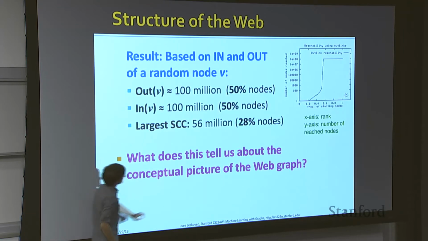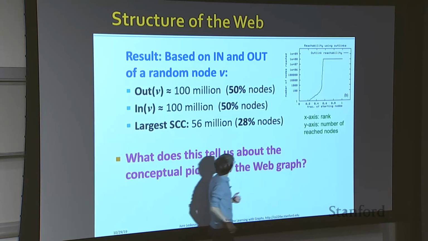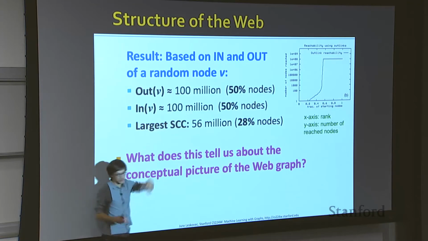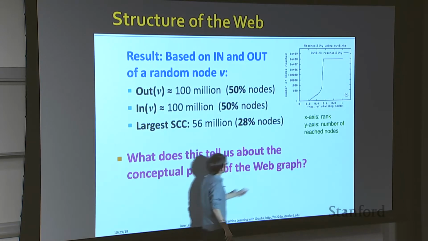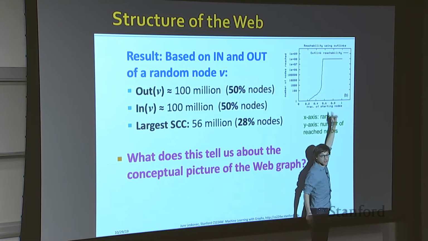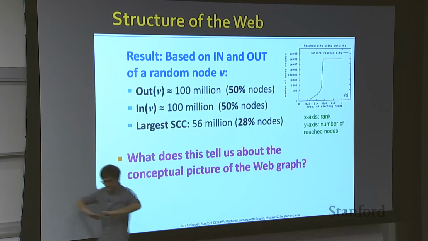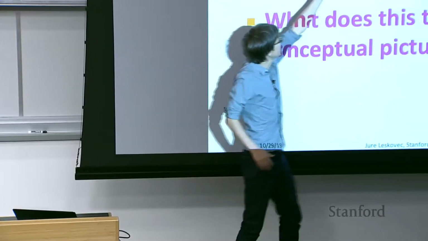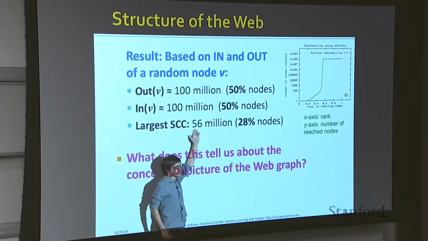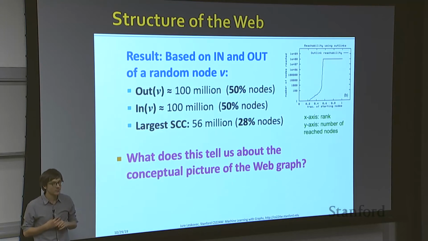And the same, this is now for the in component. They found that the in component is also about 100 million for about half of the nodes, for these guys here, where the BFS explodes. And then they also see that when they take the intersection of this 100 million and this 100 million, they are left with about 56 million nodes. This is the strongly connected component.